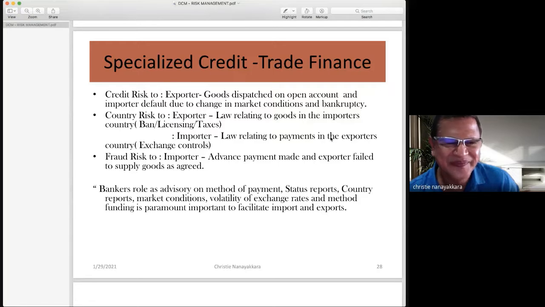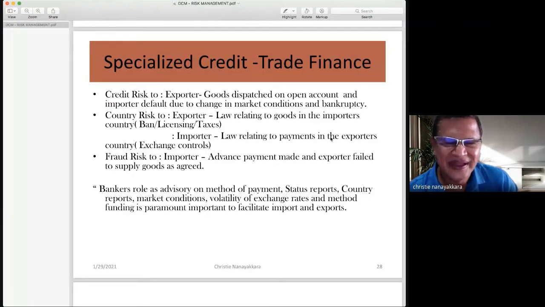At the same time, you order a car by payment of advance payment, and by the time the car is to be exported from Japan, there will be a regulation in Sri Lanka, a ban of imports. What will happen again? The importer will have problems because he has already deposited money, and now the regulation doesn't allow him to bring the item which he ordered.